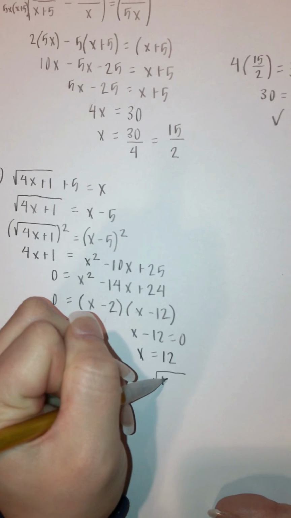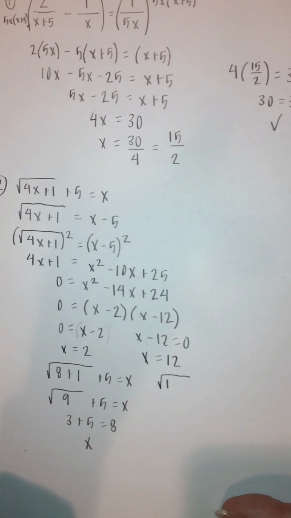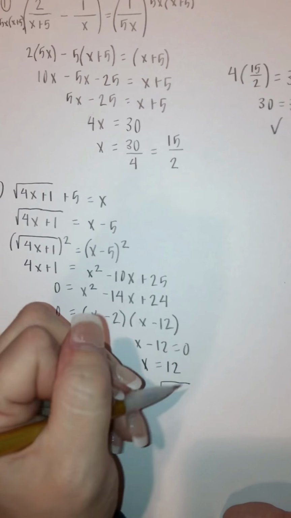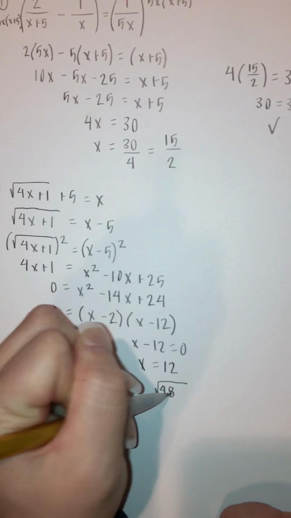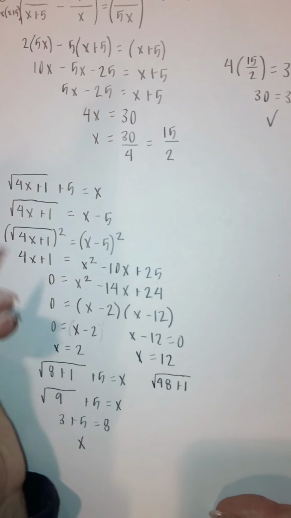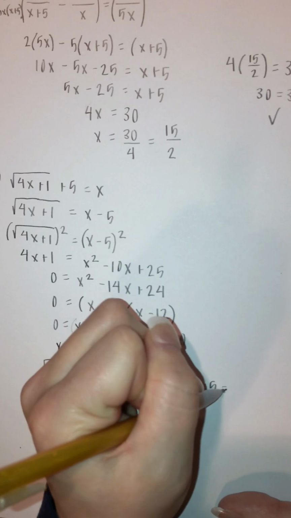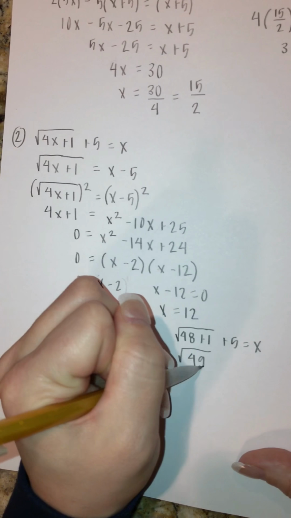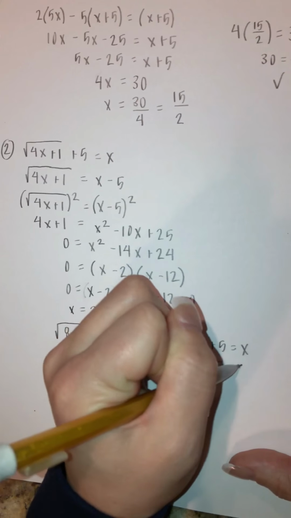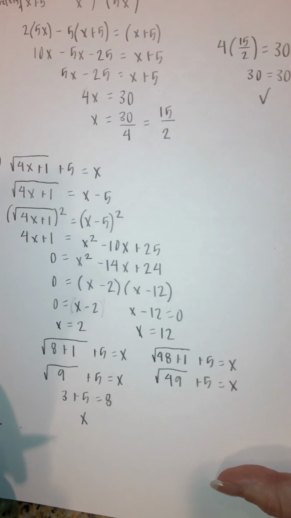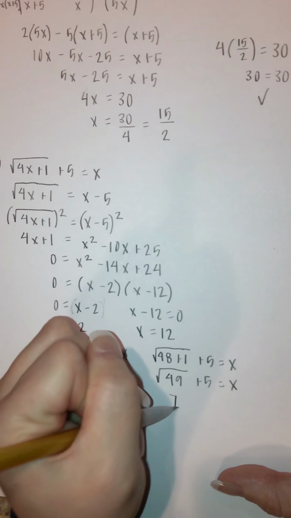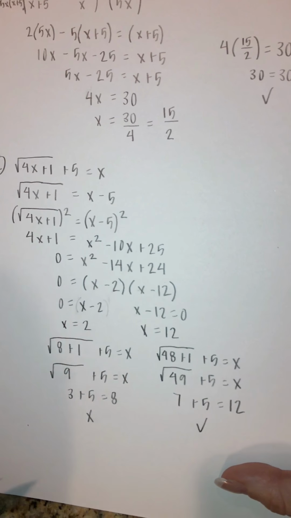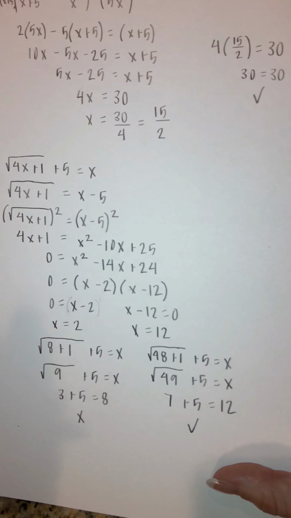For the next one, we do the 12 and the 4, so that's 48 plus 1. 48 plus 1 is 49. The square root of that is 7 plus 5, and that does equal 12. So that is your final answer.